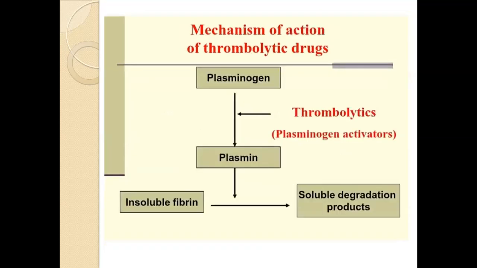So plasminogen is converted to plasmin, and plasmin degrades fibrin into fibrin degradable products and thus rapidly dissolves the clot.